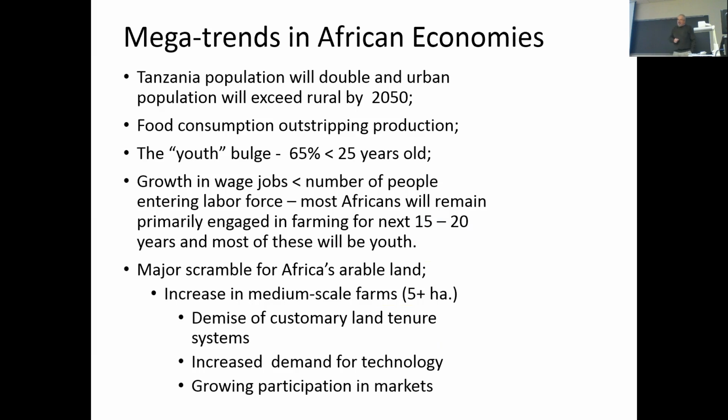And this seems to indicate that for the next 10 or 20 years, these youth are going to be engaged in agriculture, like it or not. And so the issue becomes one of, what are we doing for youth education? How are we educating youth for careers in the future of agriculture? And this is one of the things that we were just discussing when I was over in Tanzania last week: how do you go about training the youth?